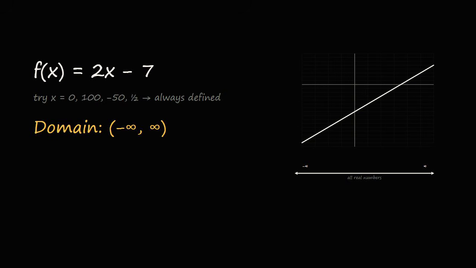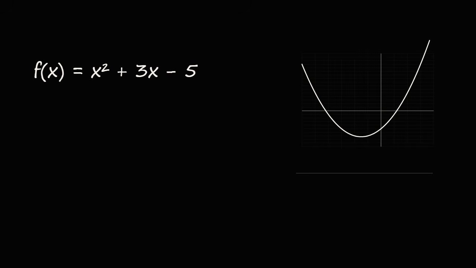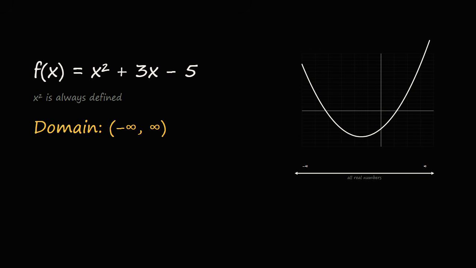to positive infinity. Now a quadratic, f(x) = x² + 3x - 5. This one has an x squared term, but that's still totally safe. Squaring a number, whether it's positive or negative, always gives you a real number. Then we're just adding, multiplying, and subtracting. None of those operations can ever break. So just like before, the domain is still all real numbers, negative infinity to positive infinity.